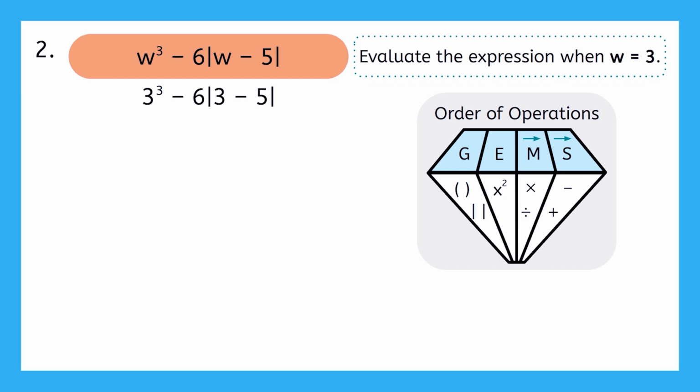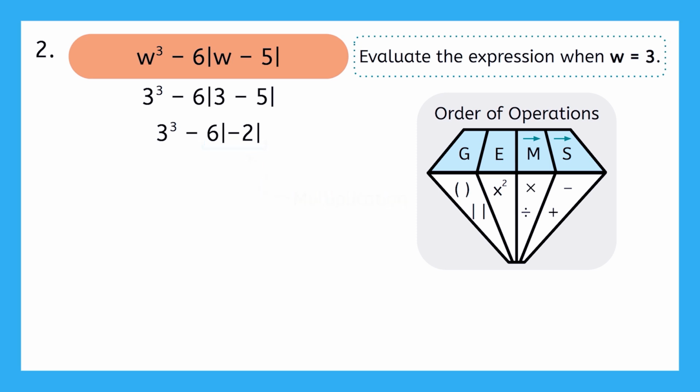What's the first step then? That would be evaluating the grouping 3 minus 5 inside those absolute value bars. Now we have 3 to the power of 3 minus 6 attached to the absolute value of negative 2. Another way that absolute value bars are like parentheses is that when a term is attached to an absolute value, it indicates multiplication. But we have to find the absolute value of whatever's on the inside before multiplying.